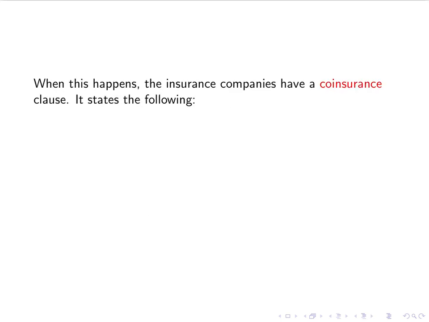But if that happens, the insurance companies still need to make sure that they make money. So they have what's called a co-insurance clause. I know that looks like "coin insurance," but it's co-insurance because you are insuring it as the business owner and the insurance company is insuring it. So a co-insurance clause states the following.